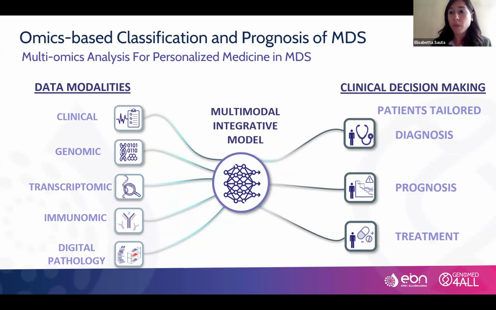Then we also collected the immunomic information using flow cytometry experiments because we wanted to investigate the immunological part of the disease that is characterizing the bone marrow microenvironment. And then we also collected for all of these patients the digitalized histopathological images at different stainings that are used in the clinical practice to understand the morphological texture of the bone marrow of these patients, to define the diagnosis. So the big aim is to develop multimodal integrative models able to improve the clinical decision process of these patients to have a personalized diagnosis, prognosis, and also treatment option.